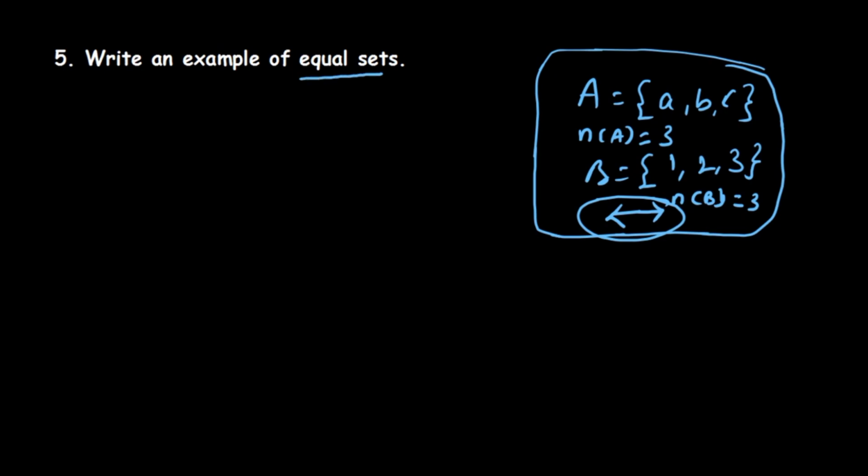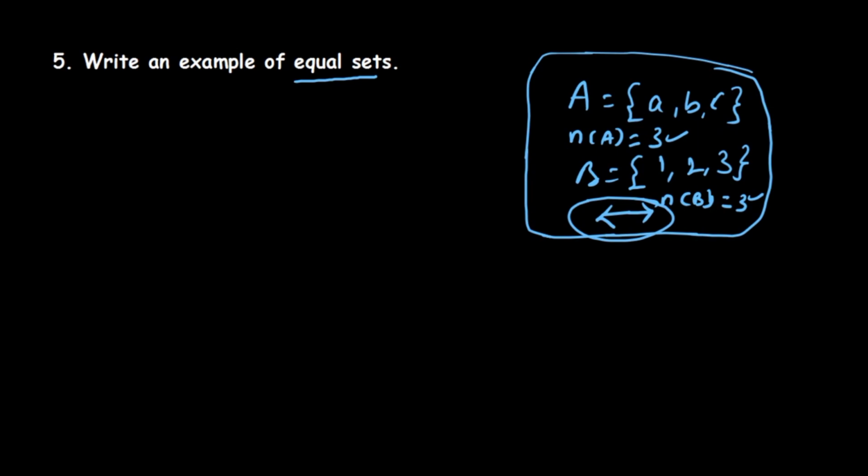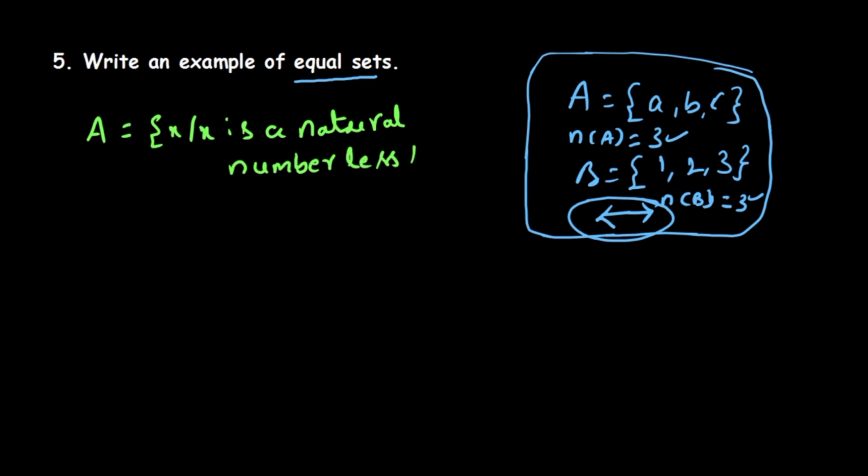Equal set means the number of elements must be equal and the elements also the same. For suppose you take A equal to x, such that x is a natural number less than 5. Okay, now set B I am taking 1 2 3 4. So these two are equal.